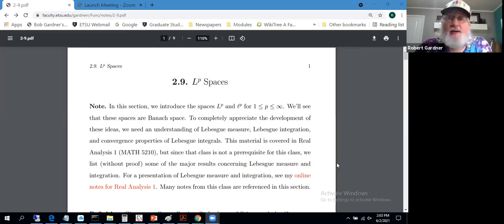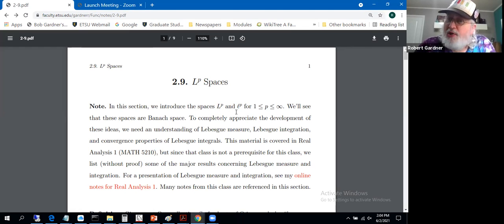Now for section 2.9, LP spaces. This topic gives us a bunch of examples of Banach spaces, so that's why it's pertinent to us at this stage. We'll introduce these two types of spaces, big LP and little LP, P being between 1 and infinity, including infinity. We'll define L infinity spaces also.